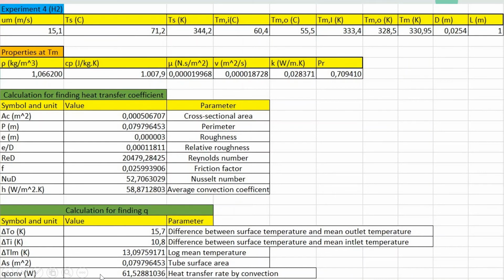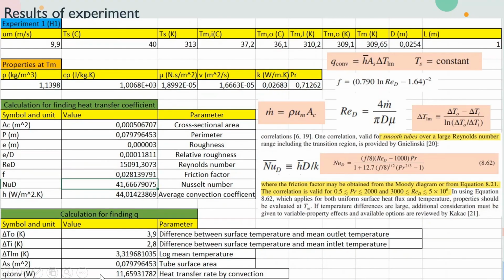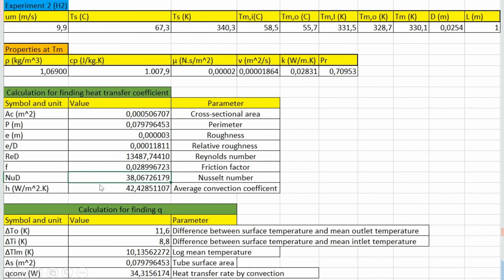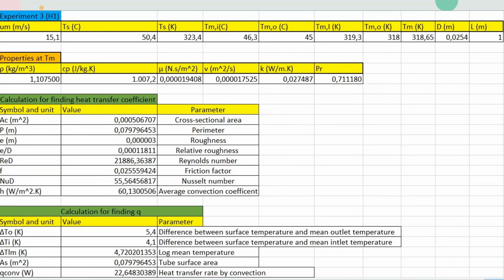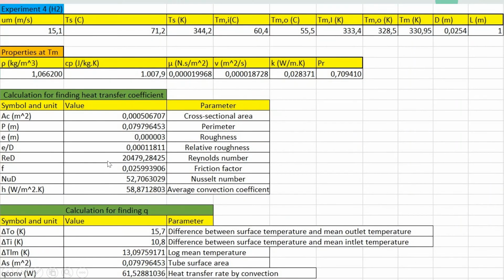Secondly, if I increase the heat setting with constant mean velocity, the Reynolds number and Nusselt number will decrease. So if we compare experiment 1 and 2 here, the Reynolds number is 15,000 and 41. It will decrease to 13,000 and 38. And if you compare experiment 3 with 4, from 21,000 and 55, it will decrease to around 20,000 and 52.7.